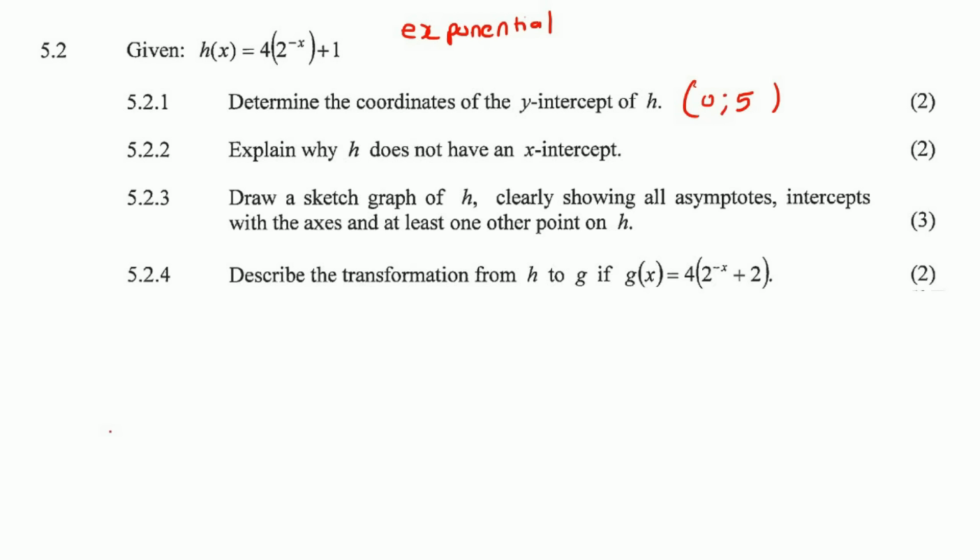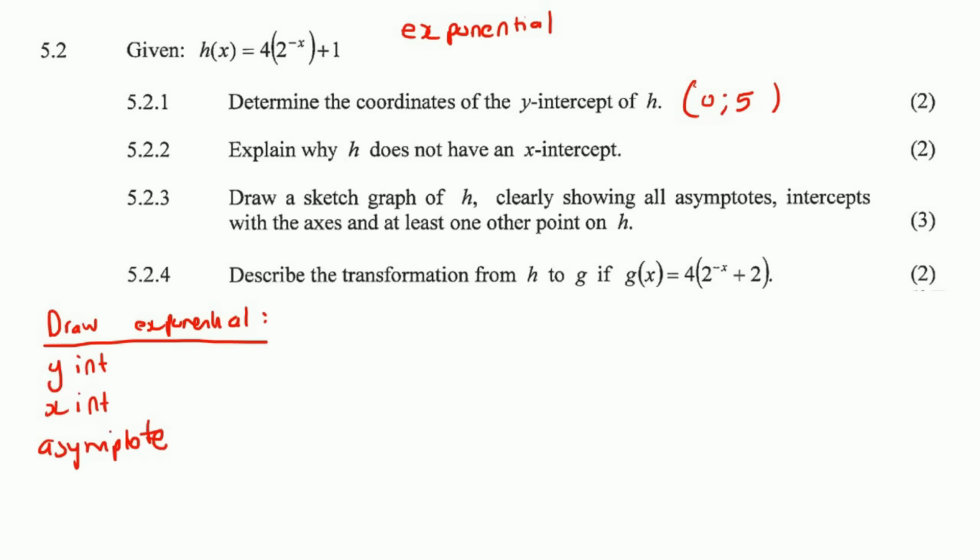Next one: draw a sketch graph clearly showing all the asymptotes, intercepts, and at least one other point. Okay, so there they've made this really nice. In some of our lessons, if you've seen that video, we spoke about how to draw an exponential graph. Normally, if you want to draw an exponential, you just need a y-intercept, an x-intercept, and the asymptote. From that, you can get a perfect graph, and it's easy to see what the graph looks like.